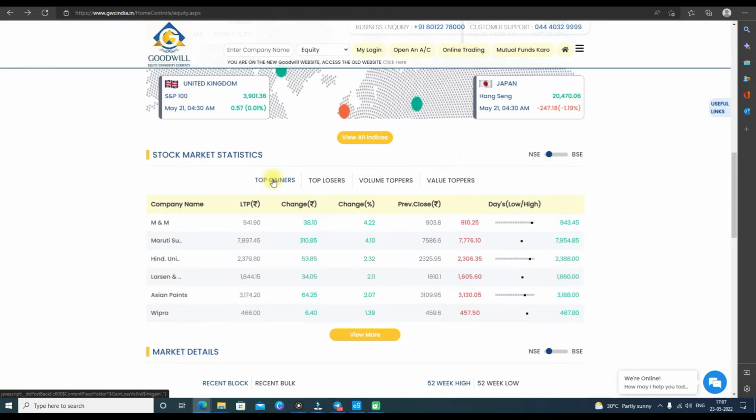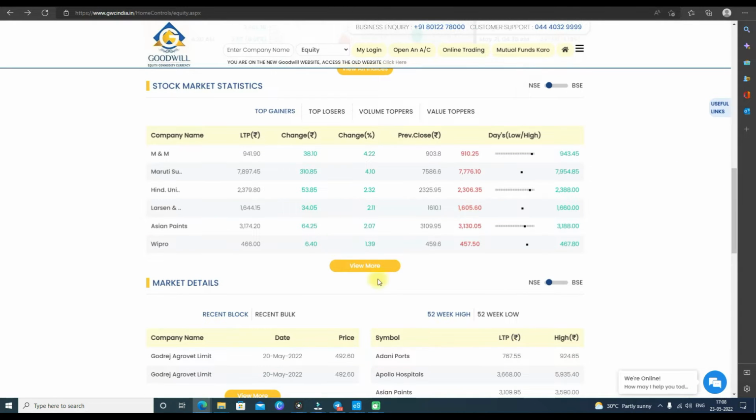First we can see the top gainers. For the top gainers, we have the following companies: Mahindra & Mahindra, Maruti Suzuki, Hindustan Unilever, Larsen & Toubro, Asian Paints, and Wipro. Here we can see the last traded price, the change in terms of rupees, and the change in terms of percentage. And here is the yesterday closing price, or the previous closing price. And this is today's low and high, that is 910 as the lowest for Mahindra & Mahindra, and the high was 943.45.